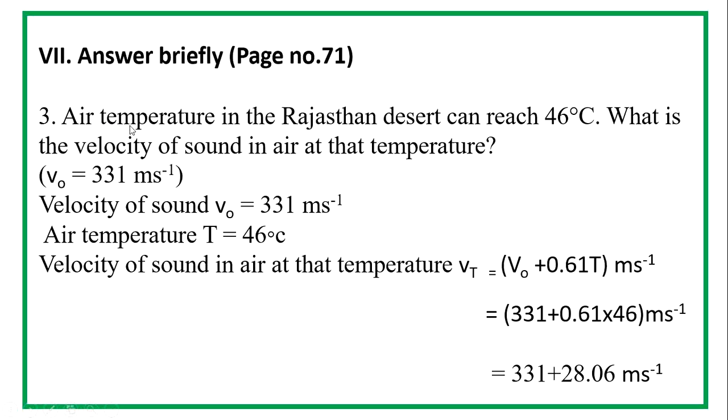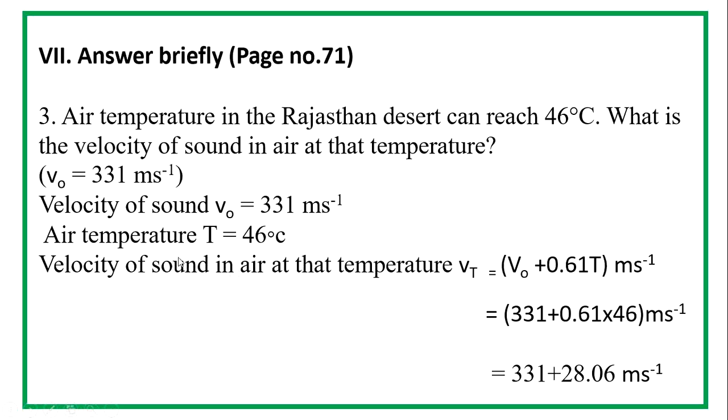7th Roman, answer briefly, page number 71 in your book. Question number 3. Air temperature in the Rajasthan desert can reach 46 degrees Celsius. That is, the temperature in Rajasthan desert is 46 degrees Celsius. We have to find out the velocity of sound for that particular temperature. The velocity V0 is equal to 331 m s minus 1. For that temperature, we have to find out the velocity of sound. So V0 is equal to 331 m s minus 1. Air temperature T is equal to 46 degrees Celsius.